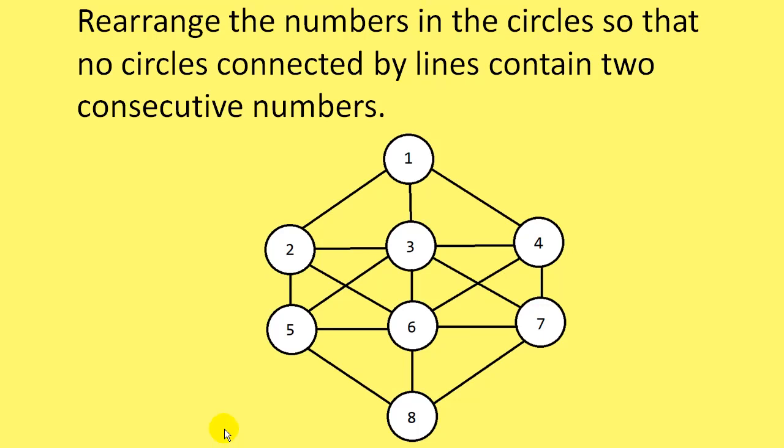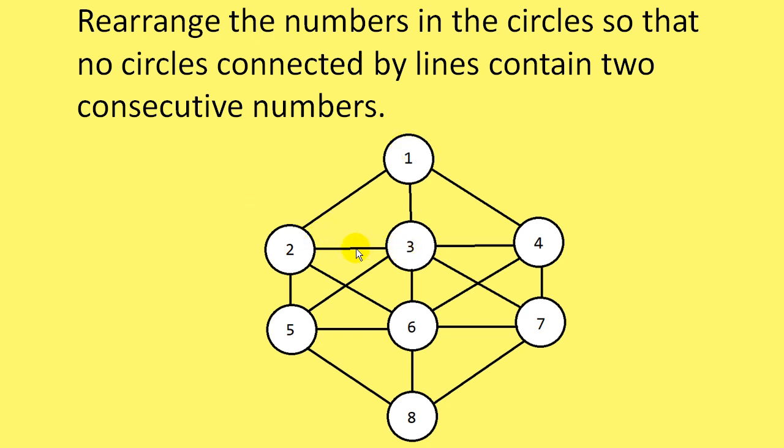Okay, this time I want to look at the following puzzle. We want to rearrange the numbers in the circles so that no circles connected by lines contain two consecutive numbers. If we look at this, we definitely have to rearrange because we see 1 and 2 are consecutive numbers and they're connected by a line. So that violates our condition for the solution here.